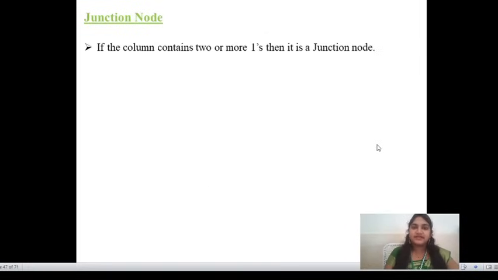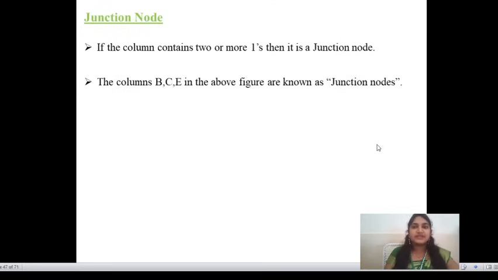Next, coming to the junction node, if the column contains two or more ones, then it is known as a junction node. If the row contains two or more ones, it is known as a branch node. If the column contains two or more ones, it is known as a junction node. The columns B, C, E in the above figure are known as junction nodes.